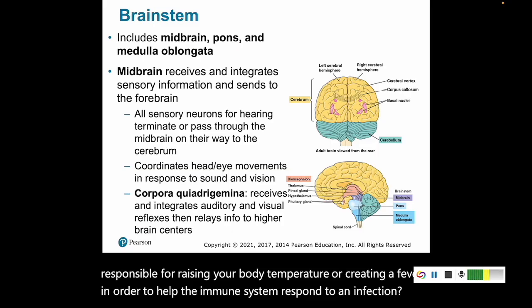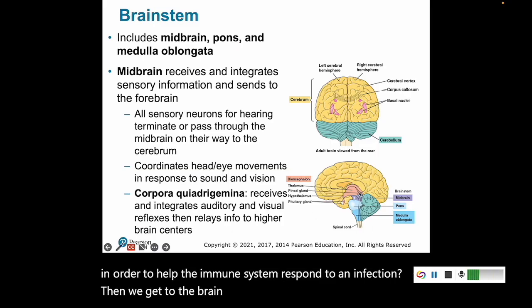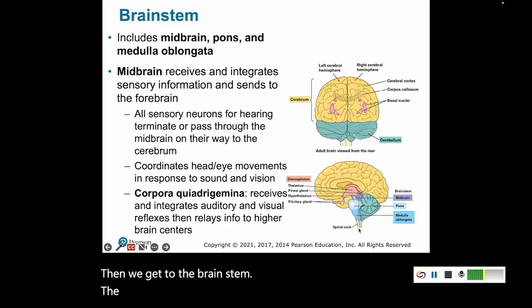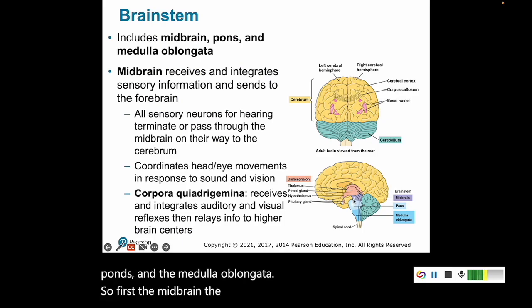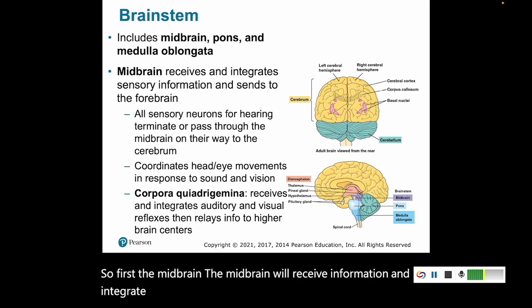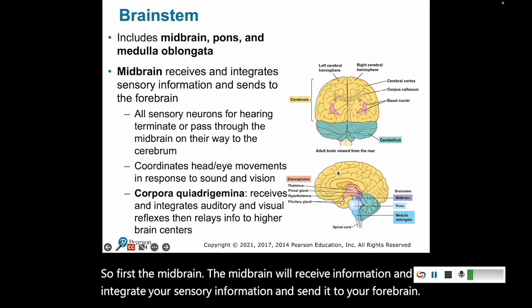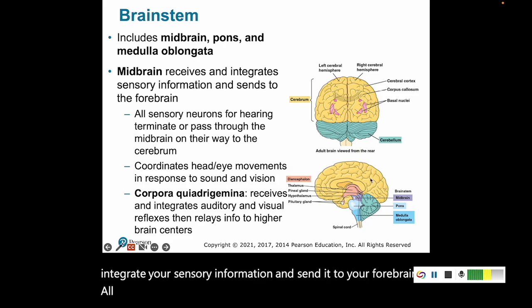Then we get to the brain stem. The brain stem includes these three regions: the midbrain, the pons, and the medulla oblongata. So first, the midbrain. The midbrain will receive information and integrate your sensory information and send it to your forebrain, all here. The sensory neurons for hearing will terminate or pass through the midbrain on their way to the cerebrum.